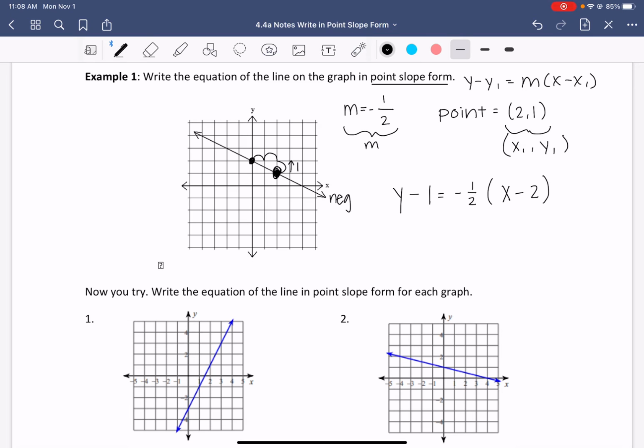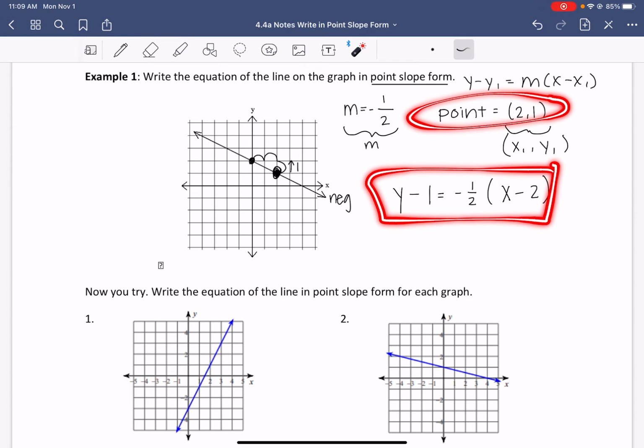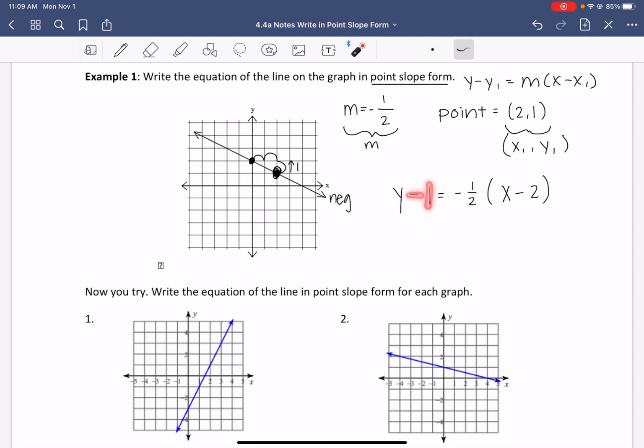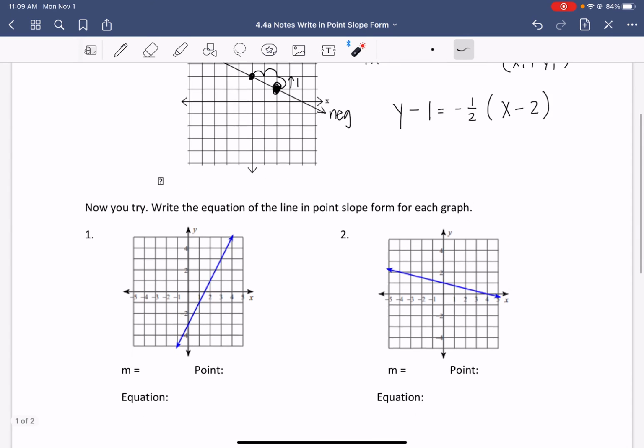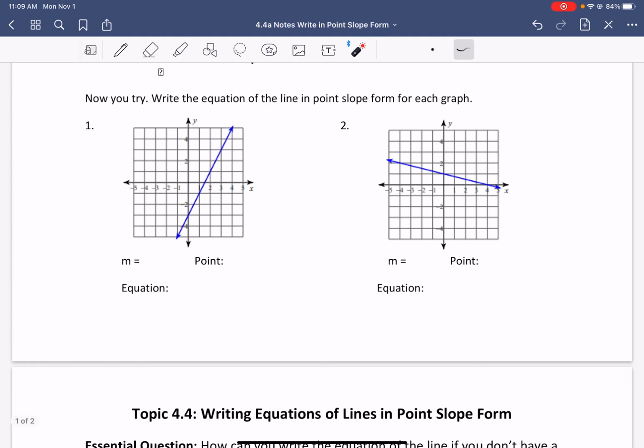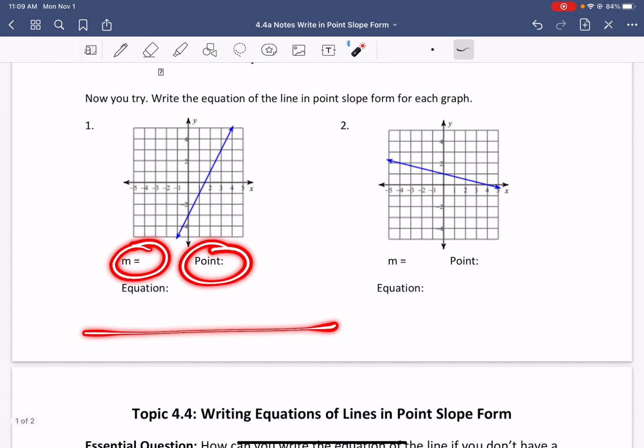which is 2. So earlier I said something about how your x1 and your y1 will change their sign. When you're looking at the point itself, it's a positive 2, 1. But when you're looking at it in the equation, notice how it looks like a negative. Okay, so that's what I mean, that it's going to change its sign. It doesn't necessarily change its sign, but it just looks like it changes its sign in the equation. And this is our answer. Okay, I want you to try these two. So again, identify the slope, use one point on the line, and create an equation in point-slope form.